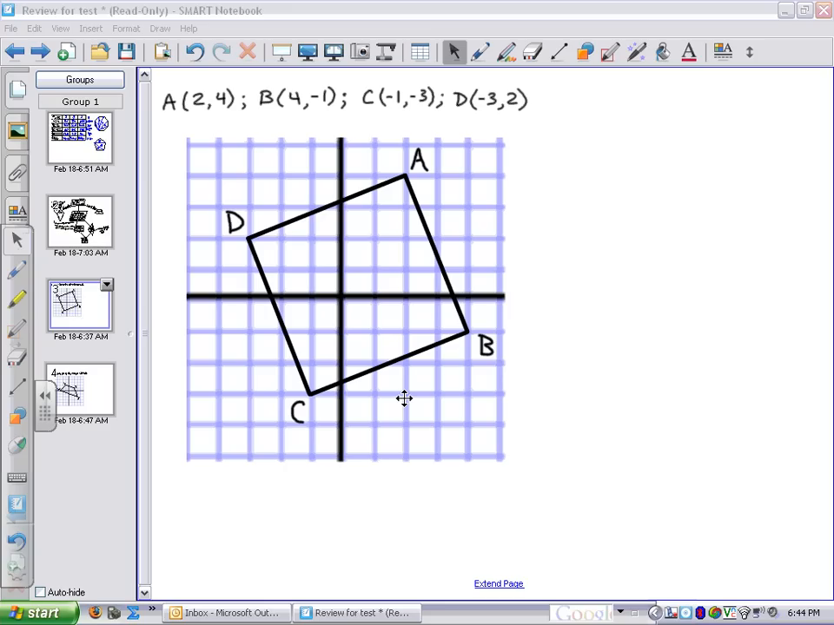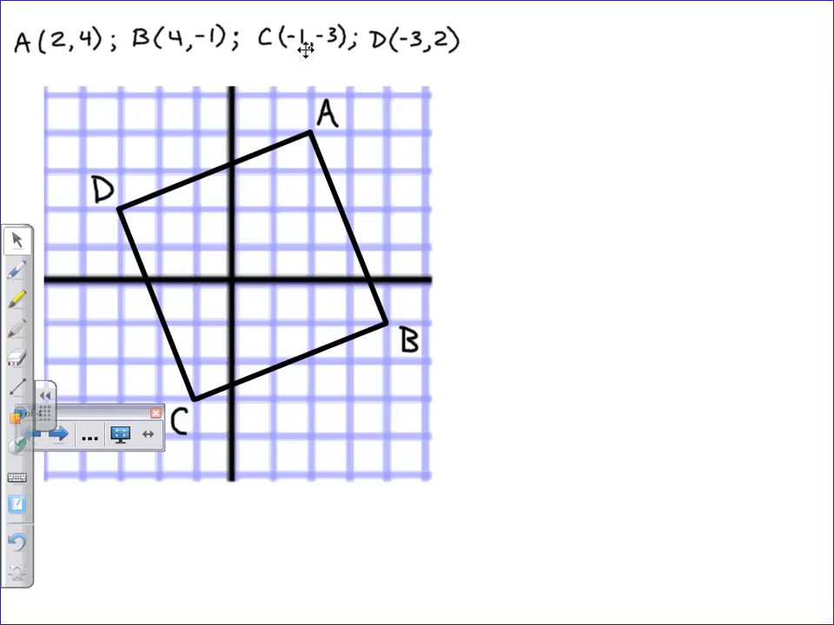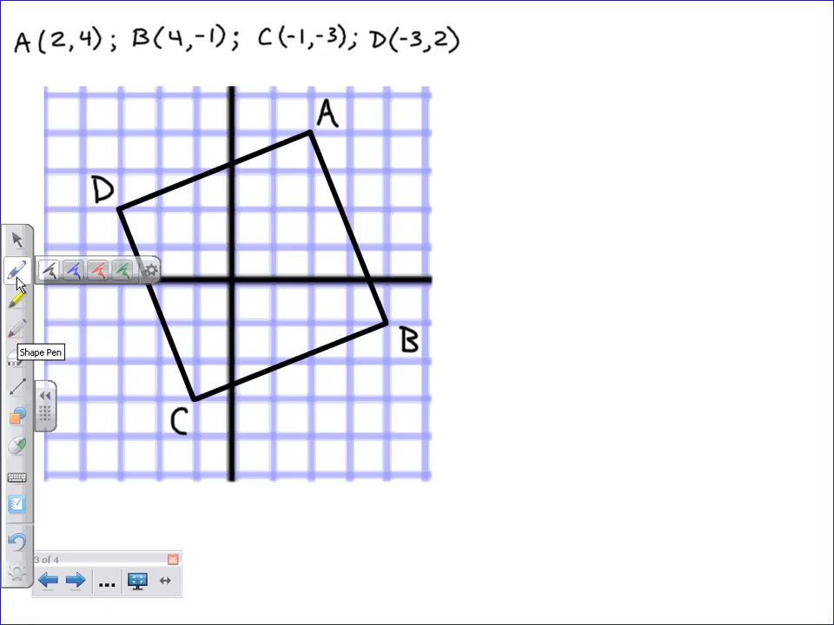For the last section of the review, we're going to move to coordinate proof with our quadrilaterals and proving what shape we do have. So in order to do that, as we talked about in class, we would probably find the side lengths and then the slopes for the sides. So I'm going to start off by finding the slope, rise over run.